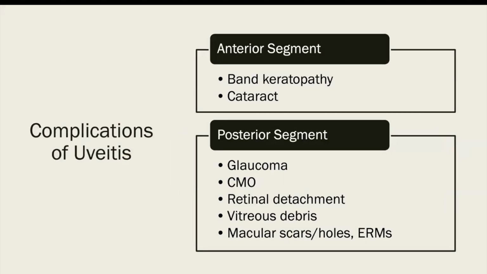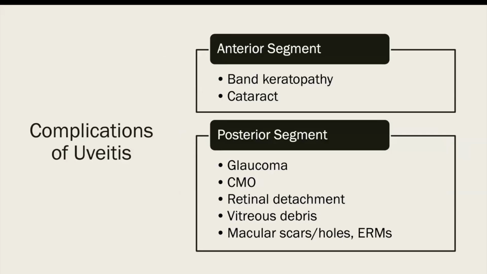And the complications, whenever you're asked about this or thinking about this: in the anterior segment, you can get band keratopathy quite commonly, which is obviously going to impact their vision if it crosses the visual axis. A cataract is very common. That's sometimes secondary to the uveitis or secondary to the treatment of uveitis with steroids.